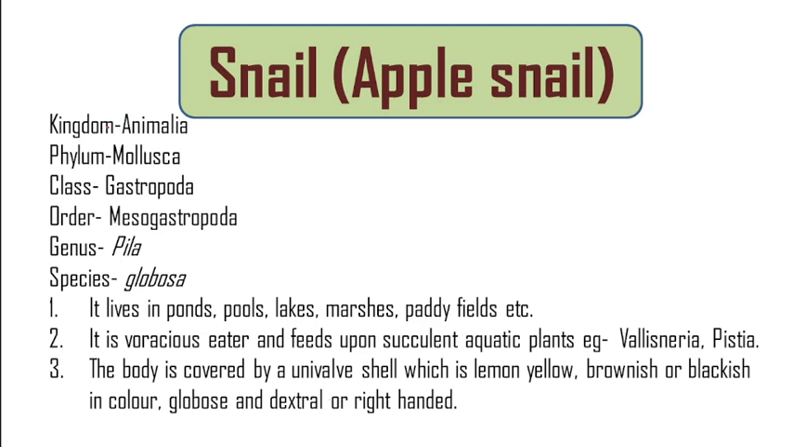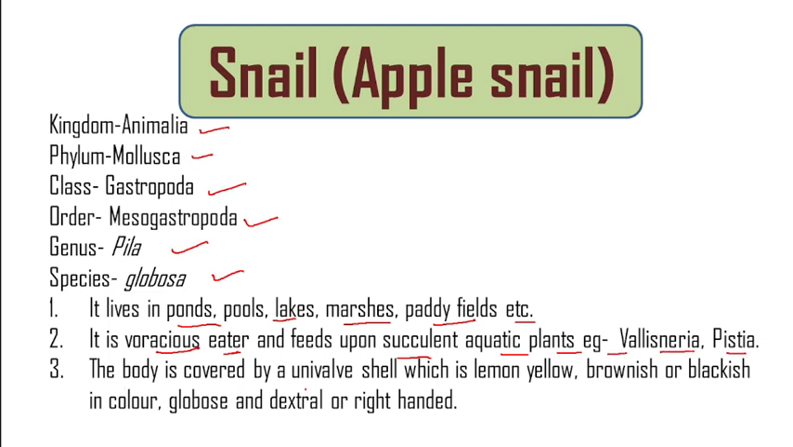So let's see the classification. Kingdom Animalia, phylum Mollusca, class Gastropoda, order Mesogastropoda, genus Pila, species globosa. It lives in ponds, pools, lakes, marshes, paddy fields, etc. It is a voracious eater. Voracious मतलब बहुत तेजी से ये खाता है, and feeds upon succulent aquatic plants, example Vallisneria, Pistia.